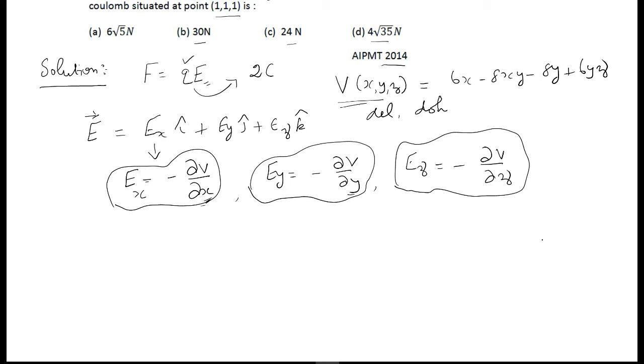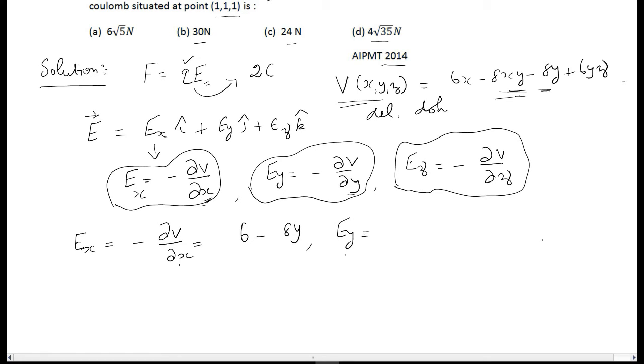So we will see Ex, the x component of the electric field, is -∂V/∂x. You see V is here. You will have to differentiate it taking x as a variable. Concentrate on this. What do you get? Only x as a variable, so 6 minus 8y. The other terms are constants, so on differentiation they give you 0. So simply 6 minus 8y.